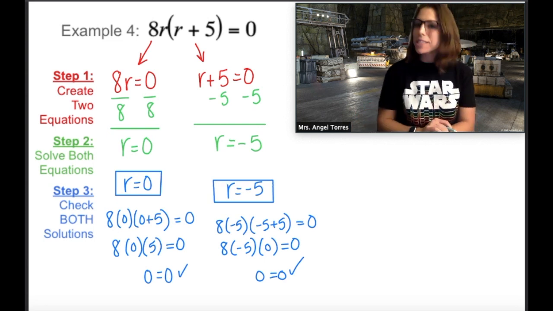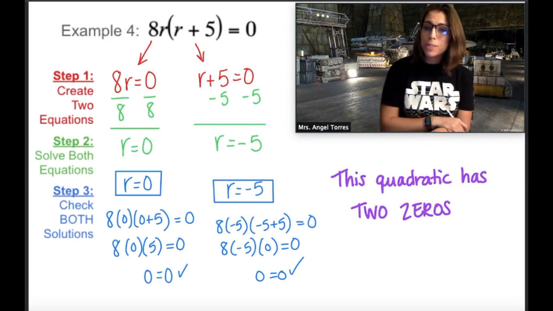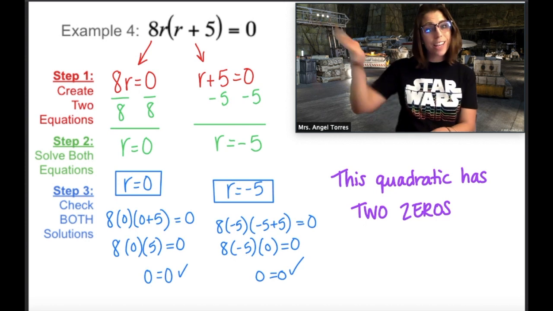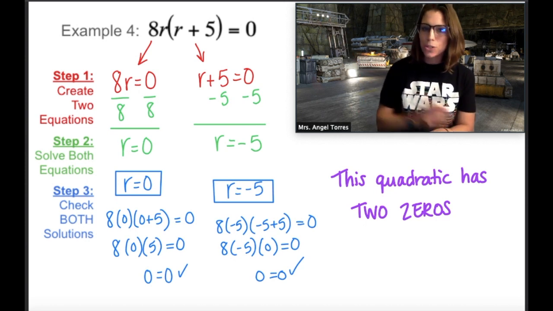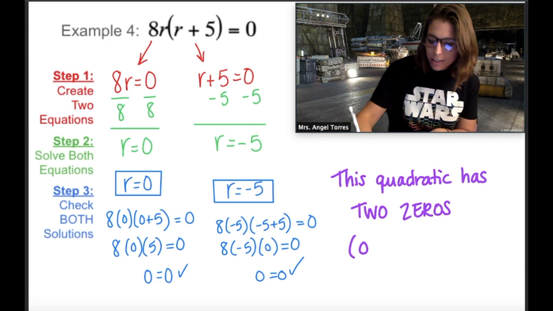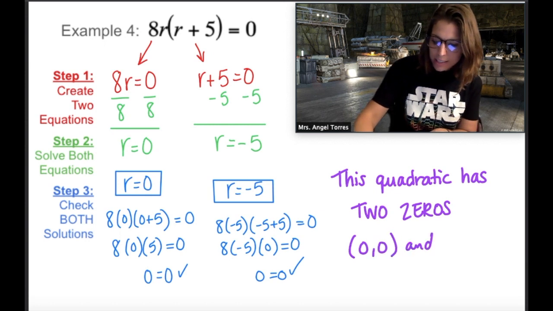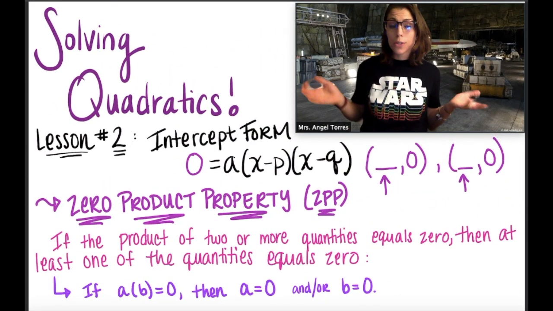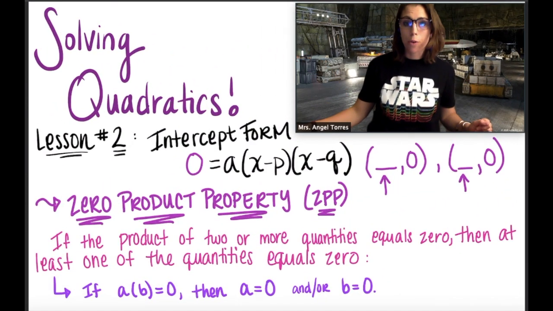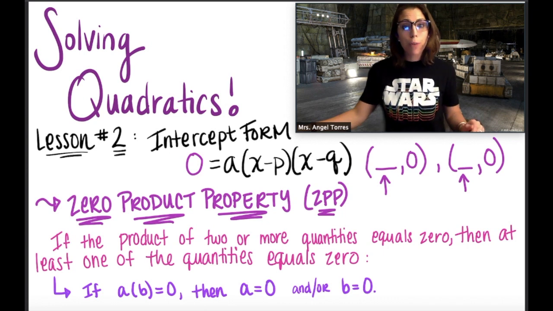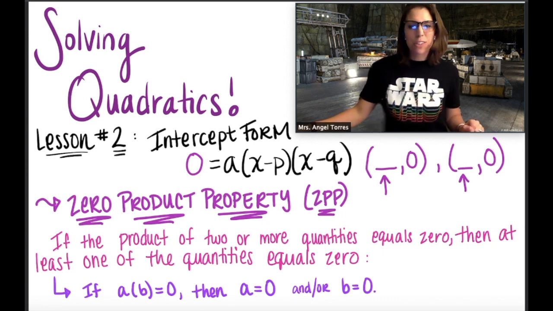Alas, what does this mean? But of course, this means that this quadratic here in intercept form also has 2 zeros, and they are (0, 0) and (-5, 0). So in closing, when you're given a quadratic in intercept form, it's a lot faster to use the zero product property than it is to graph and try to find those zeros.